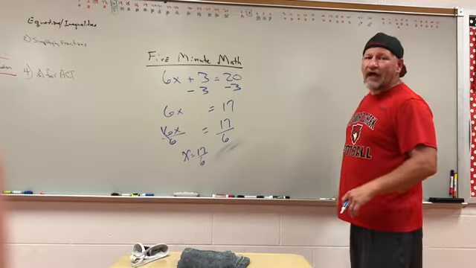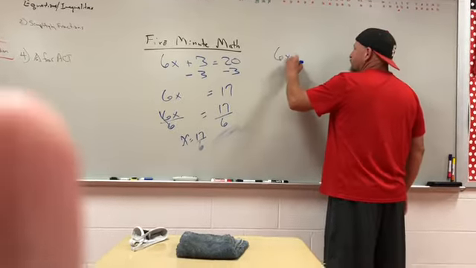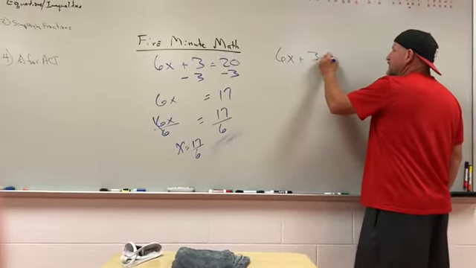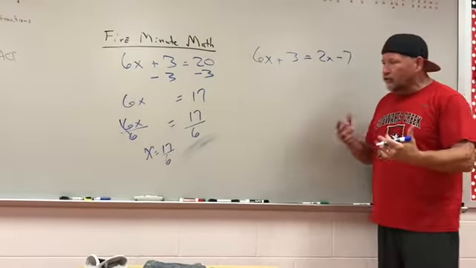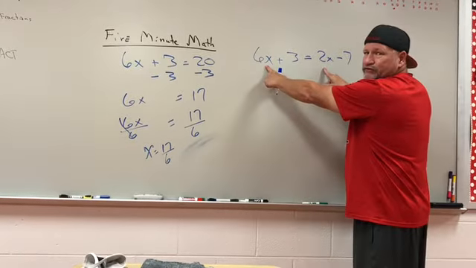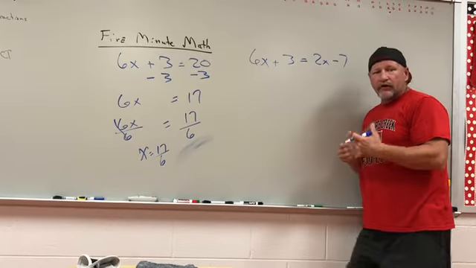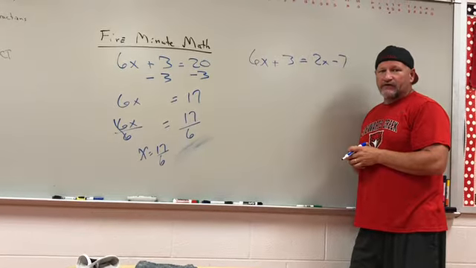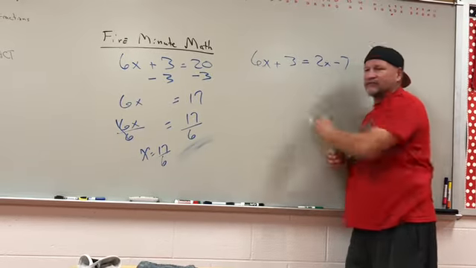Now, what if we were to have variables on both sides? So let's say I had 6x plus 3 equals 2x minus 7. Okay, just making this up, don't know where it's going to go, don't know what the answer is going to be. Now I've got variables on both sides. Now, what I want to do is keep the larger variable where it's at. Okay, what do we mean larger? I have 2 times this x and I have 6 times this x.